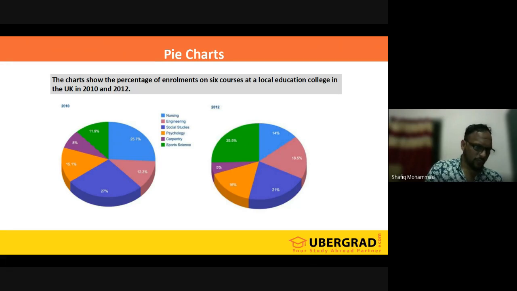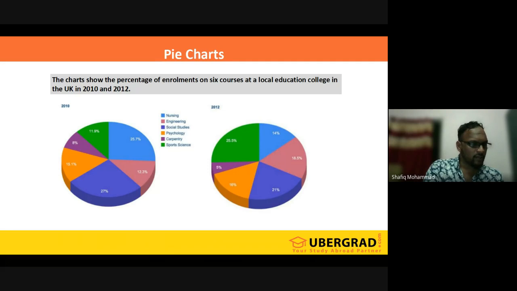Nikunj has sent that in the pie chart we can see the ratio of six different courses which students had enrolled in at a local education school in UK in the year 2010 as well as in 2012. It's not only in those years, you can also say from 2010 to 2012. Okay, you can say that too.